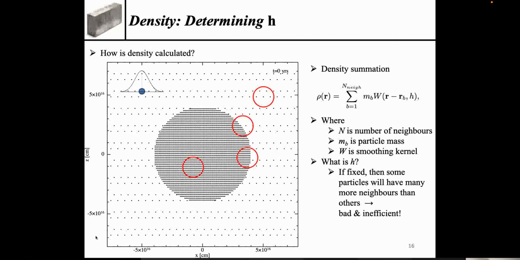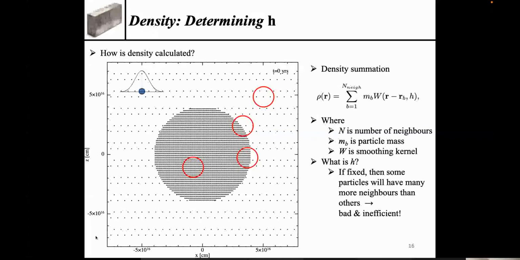The answer is no, because it's inefficient. In some cases we have possibly hundreds or thousands of particles within your 2h, while at the same time other particles may have 2 or 3. That also means the weighting of these particles will be very, very different. So despite every particle having the same h, we don't actually have consistency amongst the particles. So fixed h is bad for SPH methods. And so the question then is, what do we do, if we don't want a fixed h?